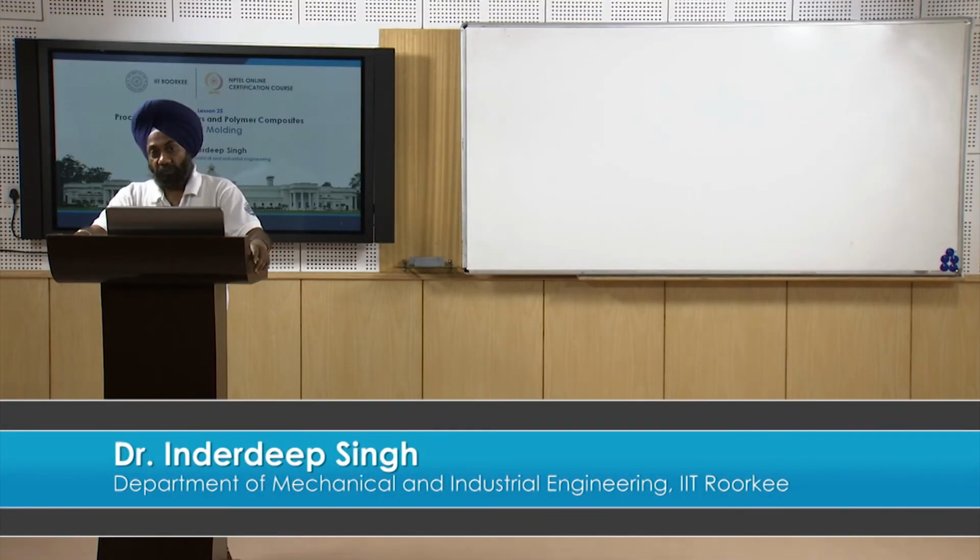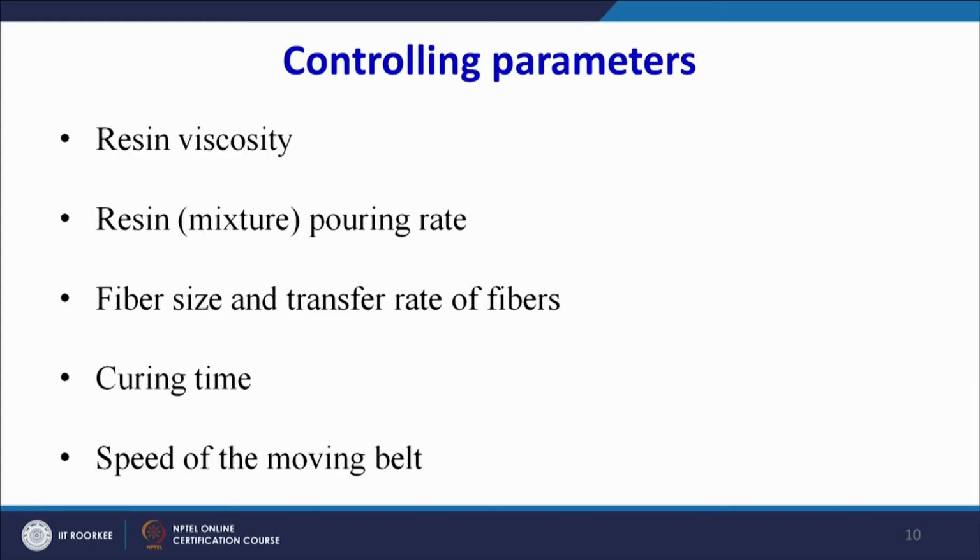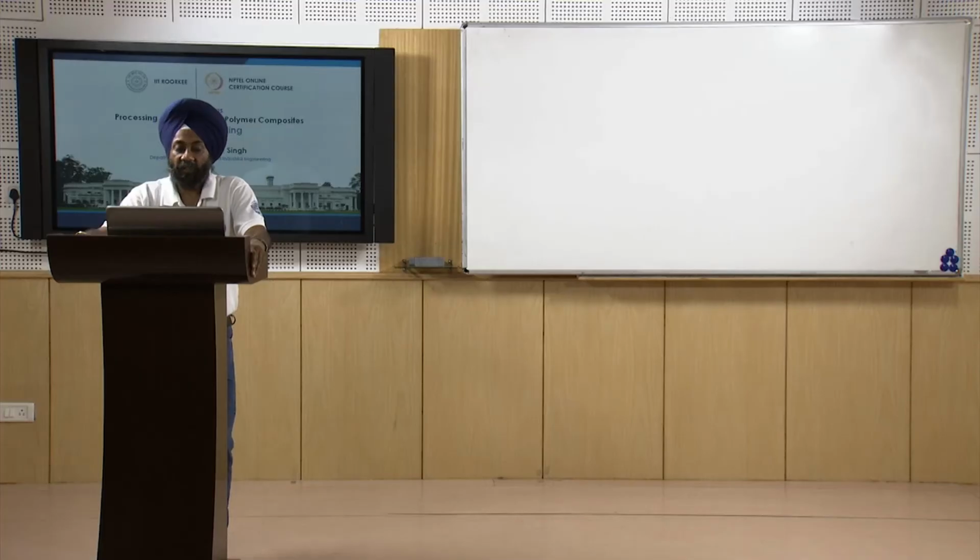You have seen the process, I think. Now what are the control parameters? First thing is, from the resin we have to control the viscosity. Second thing is the resin mixture, that is the resin pouring rate. Fiber size and transfer rate of fibers we have to control, curing time we have to control, and speed of the moving belt, which I have highlighted.